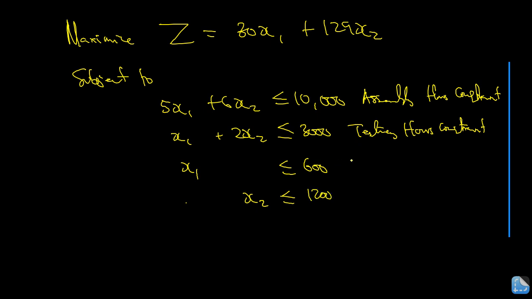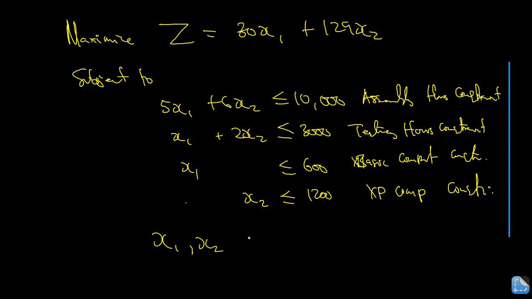So this was our xp, I believe. No, this was our basic, I think, our basic computers constraint, and then our xp computers constraint. Okay, then the last thing we do is our usual x1 comma x2 is greater than or equal to 0.